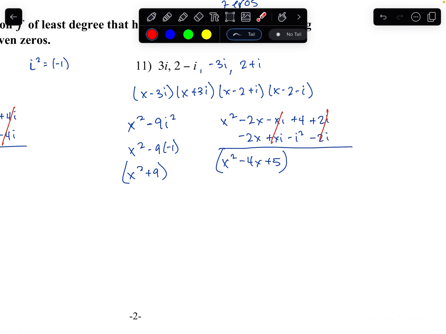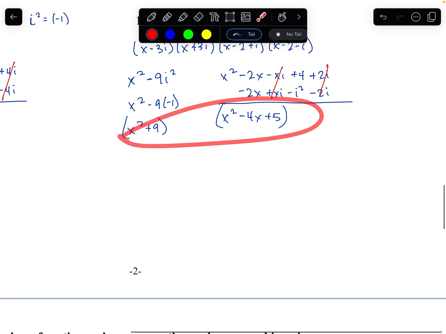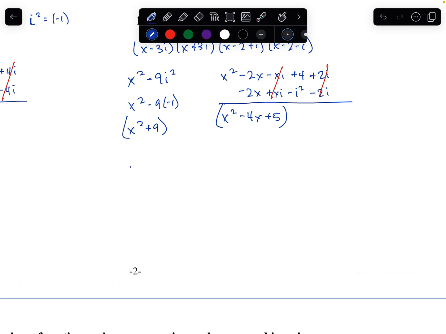So now I'm going to multiply these together right here. So x squared times x squared is going to give me x to the 4th. x squared times negative 4x is negative 4x to the 3rd. x squared times 5 is plus 5x squared. 9 times x squared is 9x squared. 9 times negative 4 is going to be negative 36x. And then 9 times 5 is going to be plus 45.